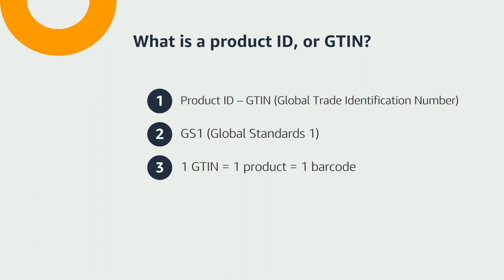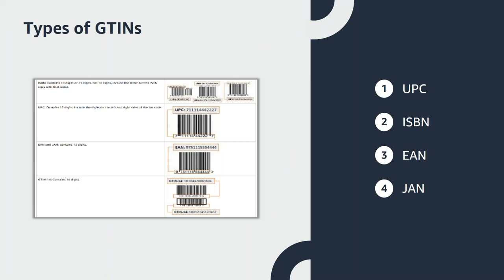GTINs ensure that products are uniquely identified while being bought and sold. They also help track and sort items in transit. Each GTIN pairs with a unique barcode, which makes product IDs scannable. Most products sold in the Amazon store use one of the following GTINs: Universal Product Code, or UPC, International Standard Book Number, or ISBN, European Article Number, or EAN, or Japanese Article Number, or JAN.